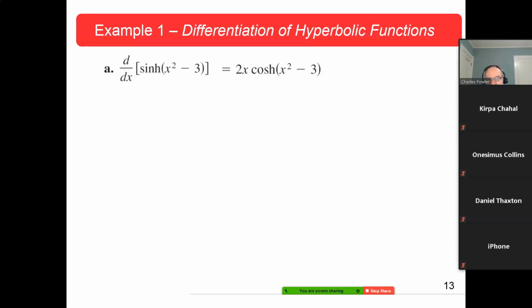Okay. Now I'm not going to do the examples unless someone really wants me to. Anyone want to see this example worked out?